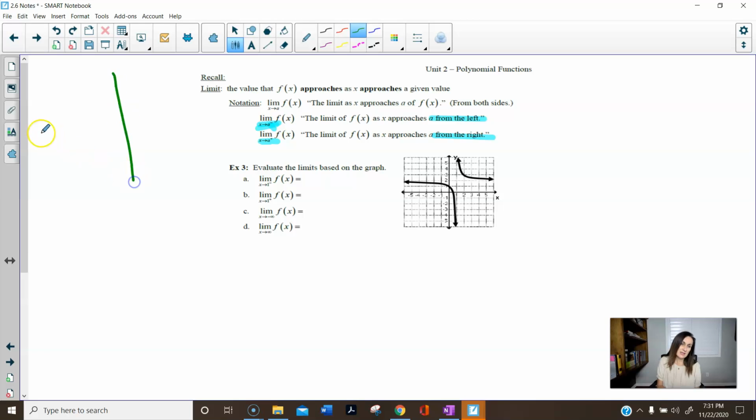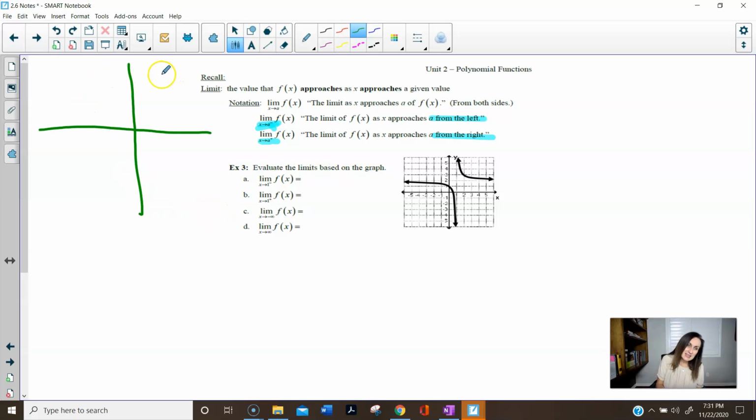So if here is your graph. Ooh, that's really crooked. Let's try one more time. Ooh, not so much better, but okay. So say there's my graph, and let's just say that I have this asymptote. So here's my asymptote, and I'm going to call my asymptote A, all right?